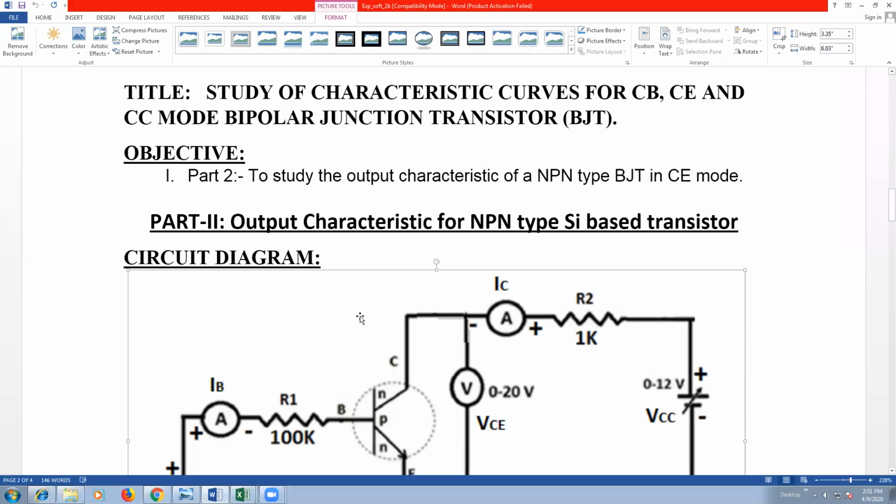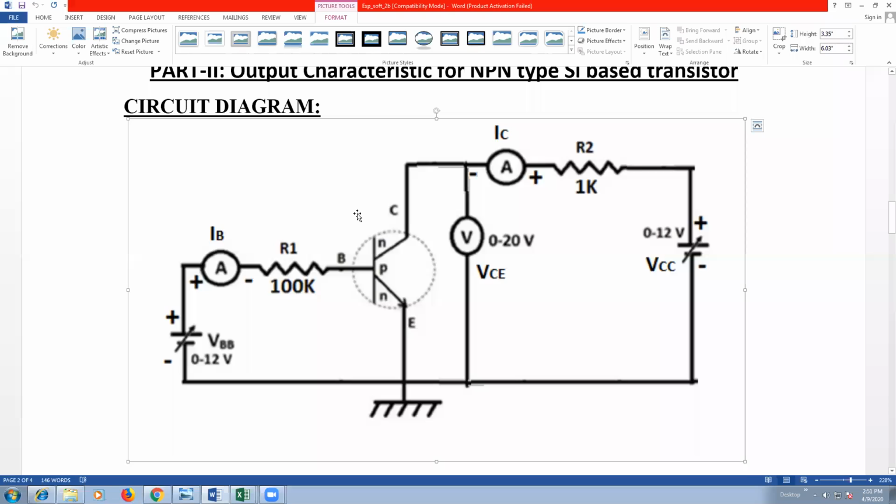You all know this is the NPN type transistor, a bipolar junction transistor. Capital E, with the downward arrow, denotes the emitter. Capital B terminal denotes the base. Capital C terminal denotes the collector. The input loop starts from VBB.